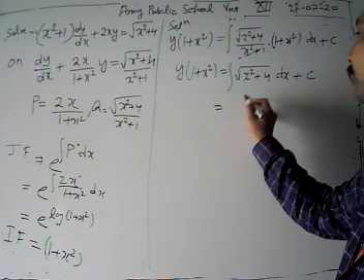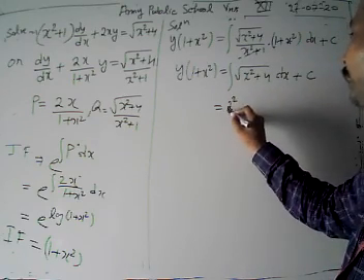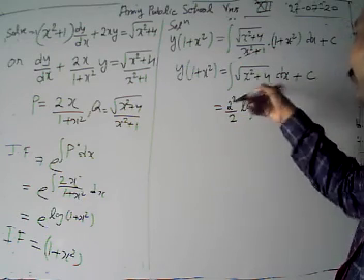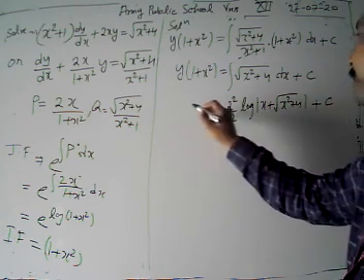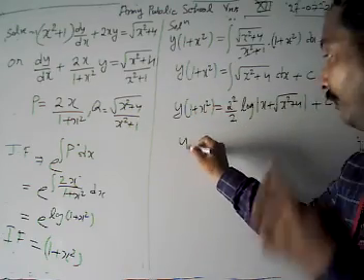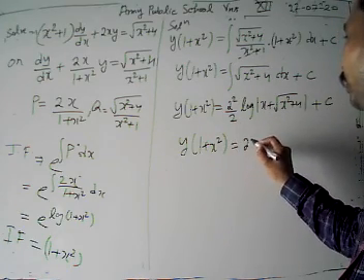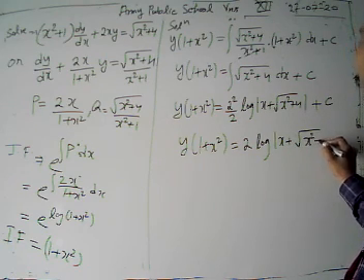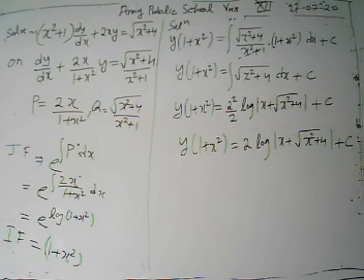Then it's a square by 2, and a square is 2 square by 2, then log of mod x plus under root x square plus 4 plus c. Now a is 2, so finally we have 2 log of x plus under root x square plus 4 plus c. Now look, this is our required solution.